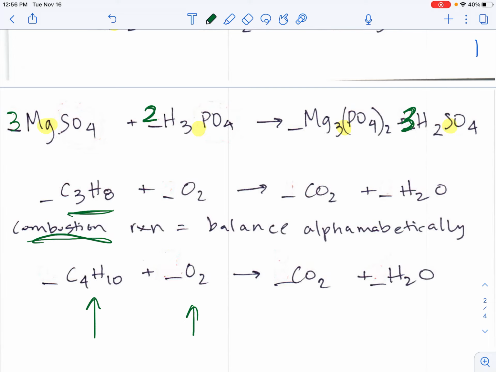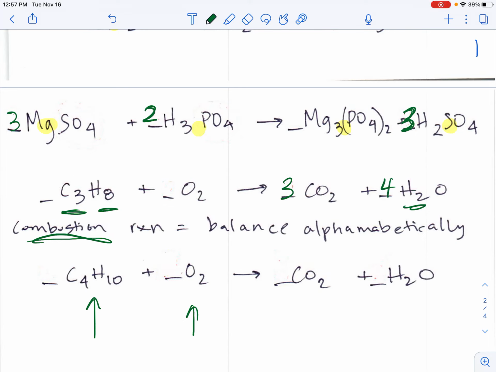So for these, it's best to balance alphabetically. If you leave oxygen for last, you can put any number you want there, which is really convenient. So that's why we leave it for last. Just a helpful tip, if there's any element that's by itself, leave it for last. It just makes balancing a little bit easier. So if we've got 3 carbons here, I'm going to put a 3 there. That gives me 3 carbons. Now the temptation is to move on to oxygen, but reserve that for later. So we go back to hydrogen here, and I've got 8. I've got 2 there, so I'm going to put a 4 there because 4 times 2 is 8.